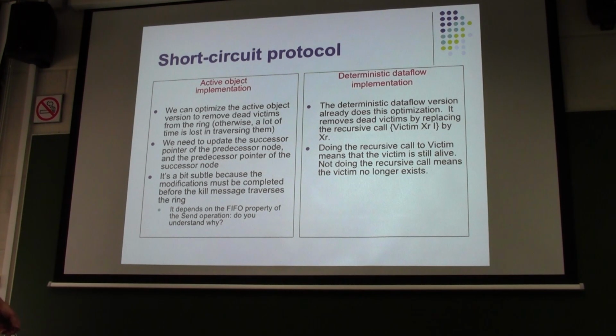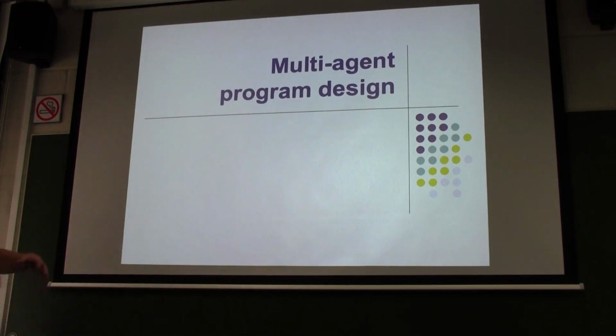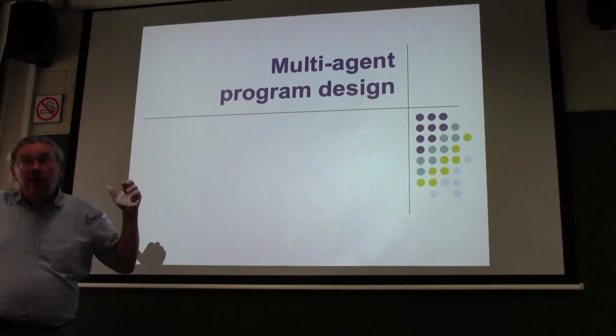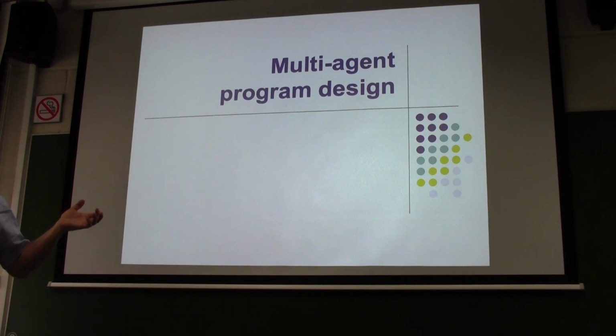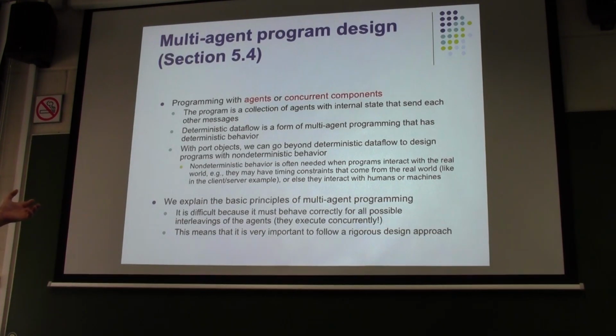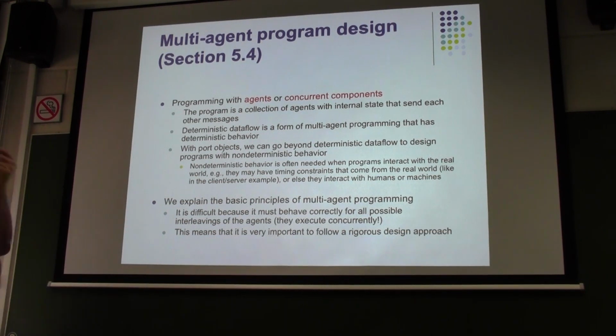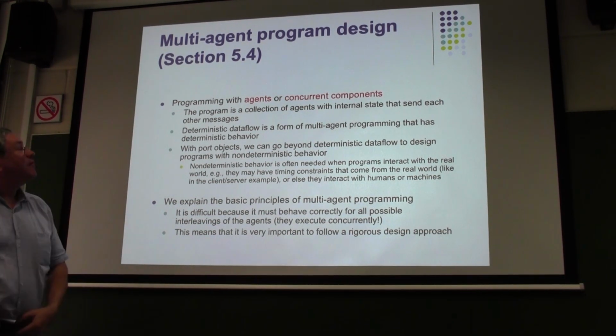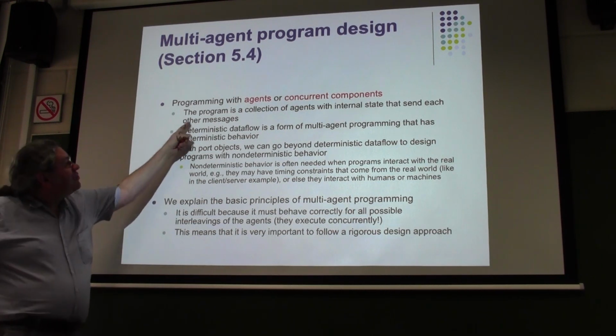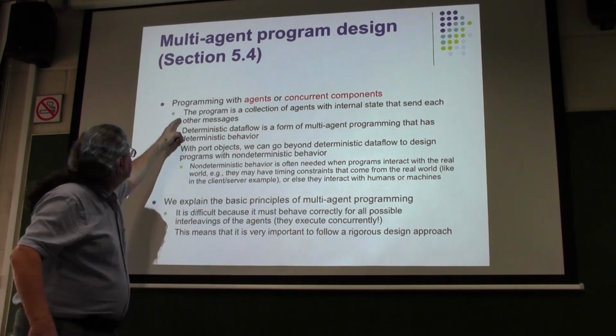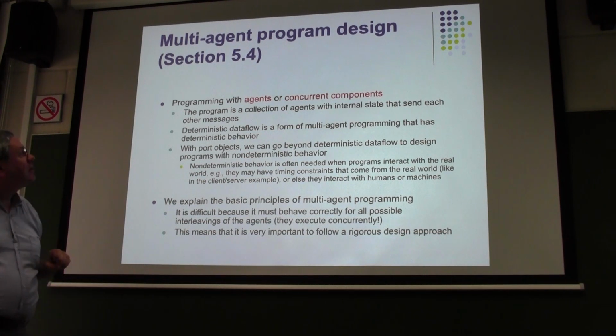Okay, so now we go to the next step. Now I want to show you how to write very large multi-agent programs. I'll introduce it today and we'll continue next week. This is used a lot, okay? Program is a bunch of agents that send messages to each other. It's like a whole constellation of agents. And each agent has internal state and they send messages, okay?